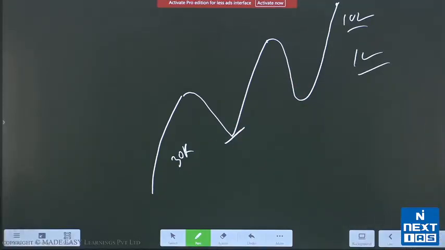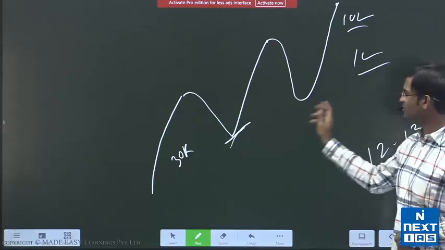This is a trend. How many years, sir? 12 to 13 years. But whether we have that much patience is a question mark. People panic here mostly.